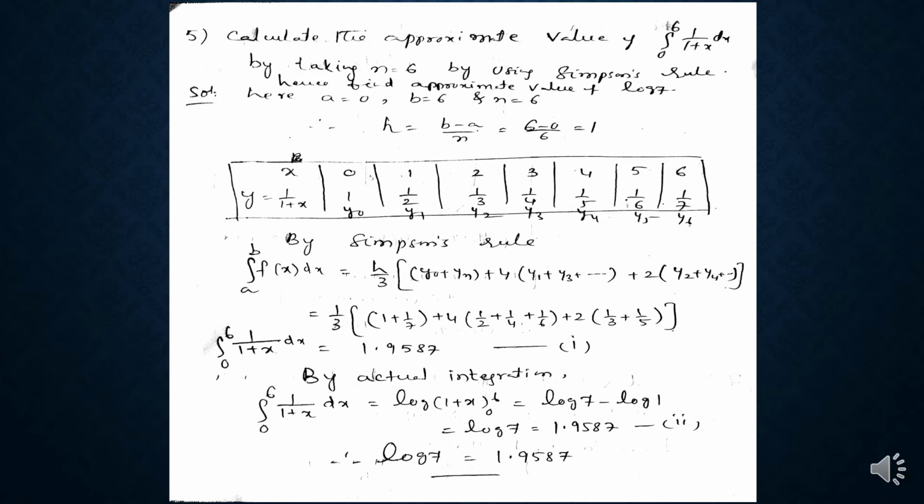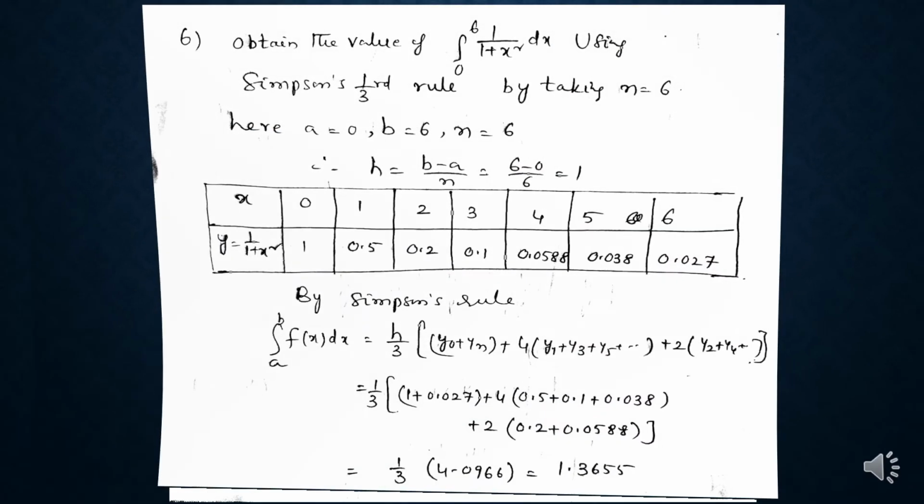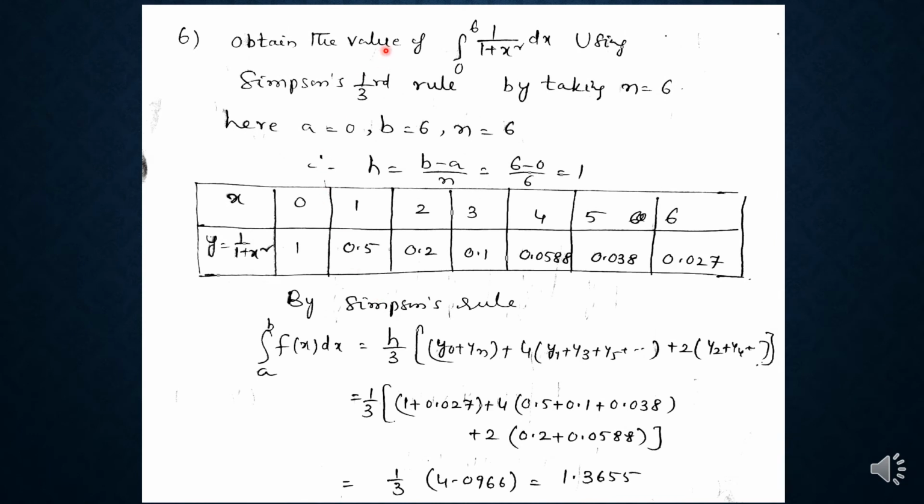Next problem. Obtain the value of the integral from 0 to 6 of 1 by 1 plus x square dx using Simpson's one-third rule by taking n is equal to 6. Here a is equal to 0, b is equal to 6, n is equal to 6. The given interval is 0 to 6, that is a is equal to 0 and b is equal to 6. The number of intervals is 6.